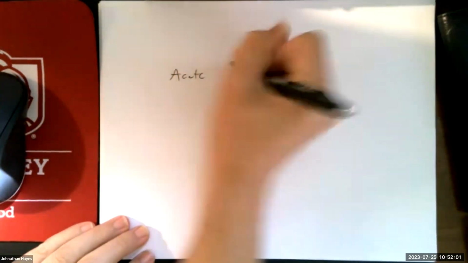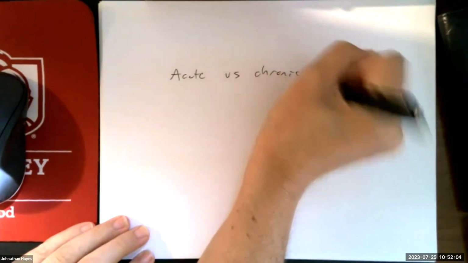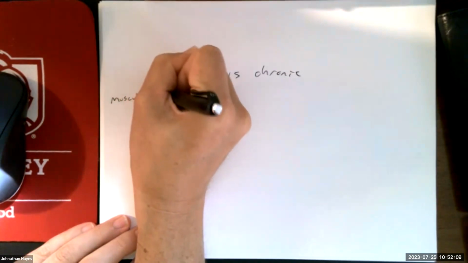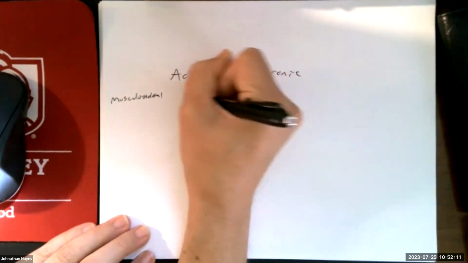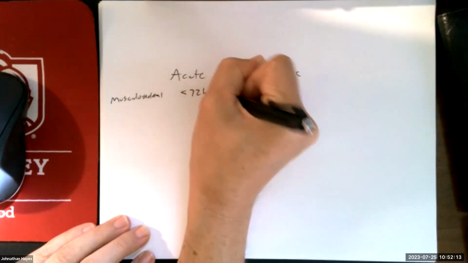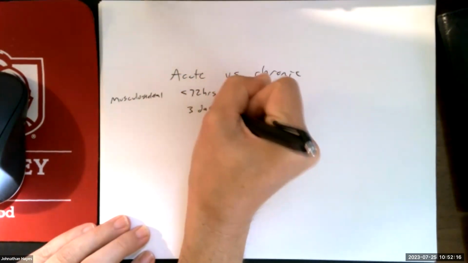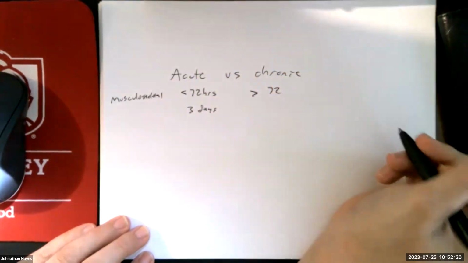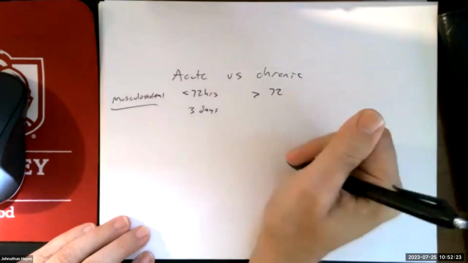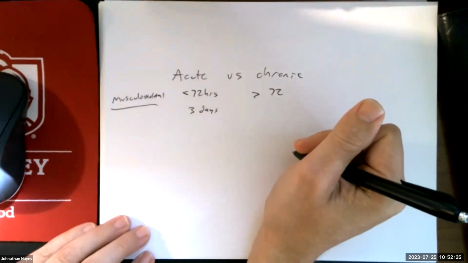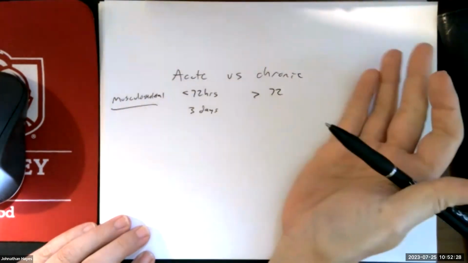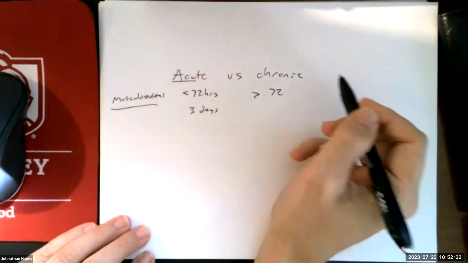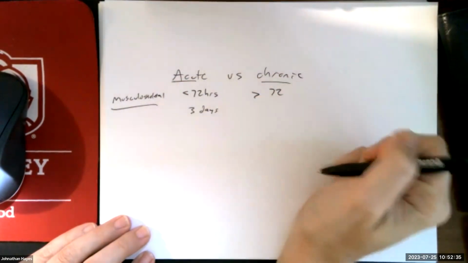If it's musculoskeletal, I'm just telling you this in case it ever comes up on a board, acute is less than 72 hours, so less than 3 days. Chronic is anything greater than 72 hours, or greater than 3 days. Okay, that's musculoskeletal. So if I have a swollen ankle because I twisted it, and it's swollen for 3 days, that's still part of the acute phase. Once it's swollen beyond that, we start to move into chronic.